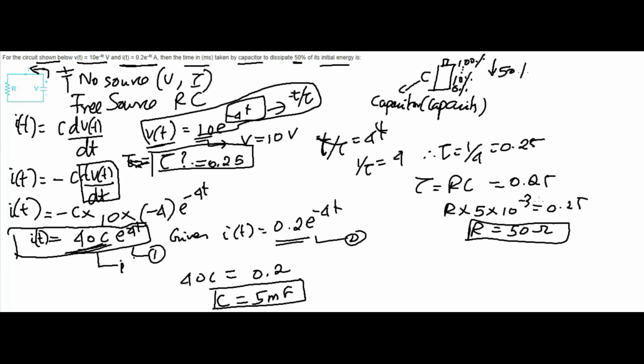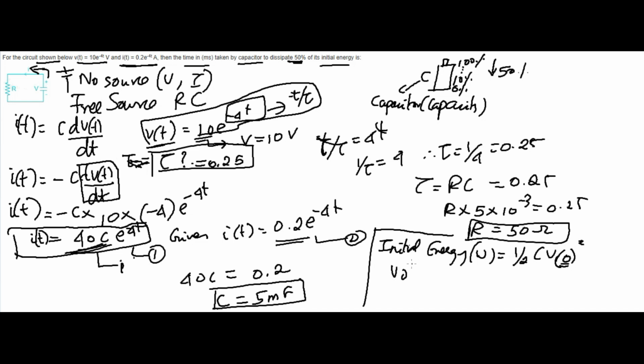So you know the simple calculation. That's all. Now we have to find the energy. We have to find the energy after 50%, but before the 50 percent, what is the initial energy? The energy formula W is equal to half CV square. V naught means initial voltage, so V of 0 square. I already know that is 100 volt, so V initial, you can write 0 also, is equal to 100.